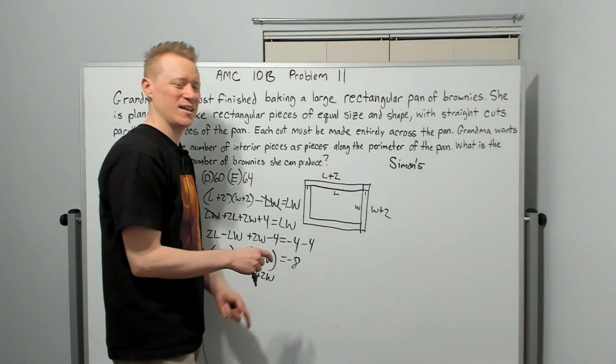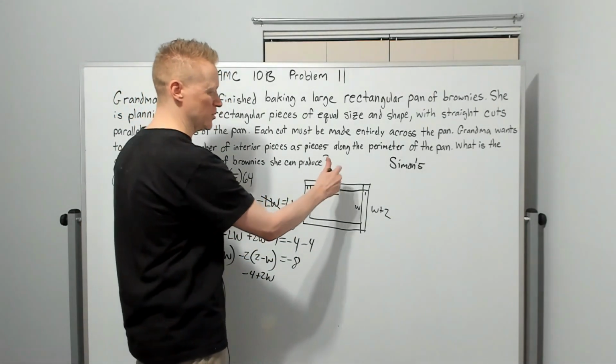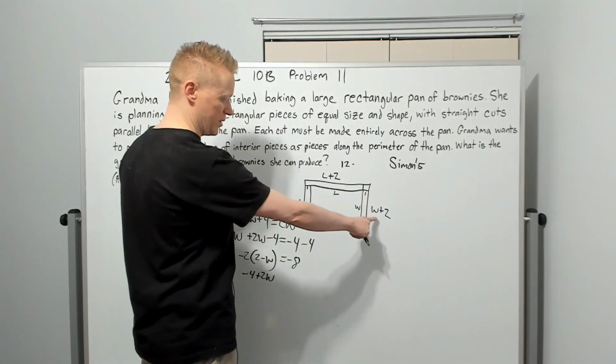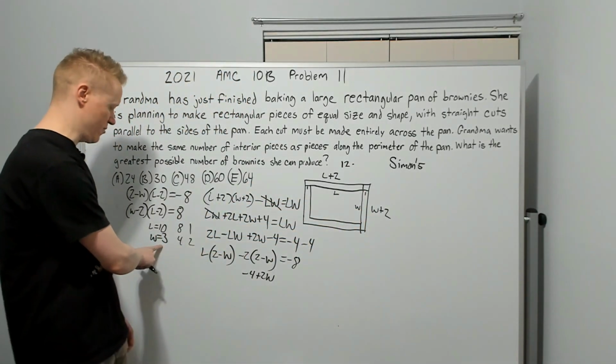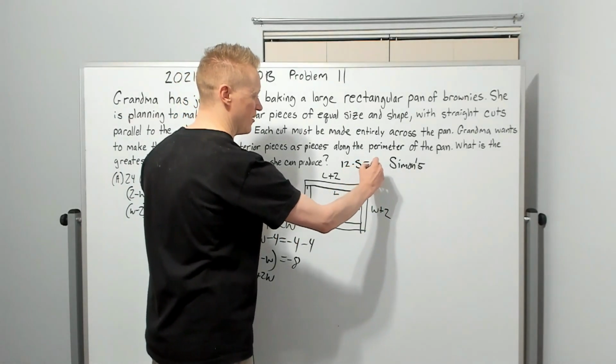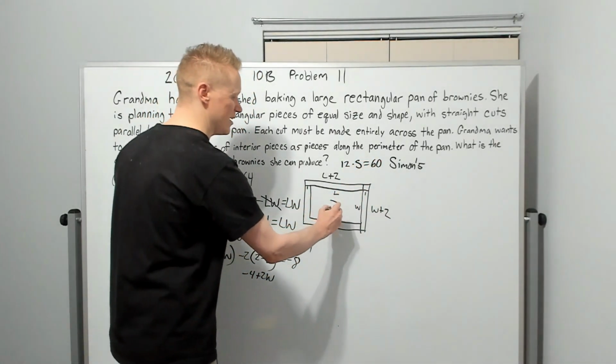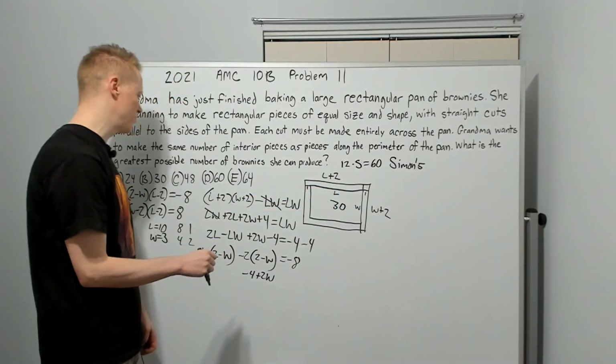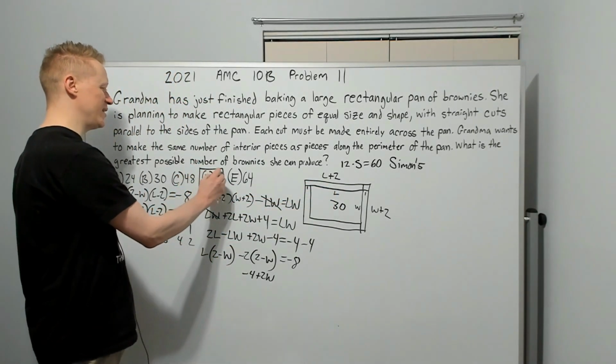Well, we just have to check, right? Plug the 10 into the L. You will now have 12 times... Plug the 3 that we found, 3 right here, not blocking it, into the w. You get 5. 12 times 5 is 60. Sure enough, the inner brownies are the same as the outer brownies. 60 is a pretty good answer.